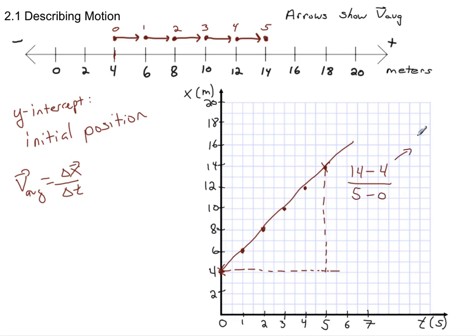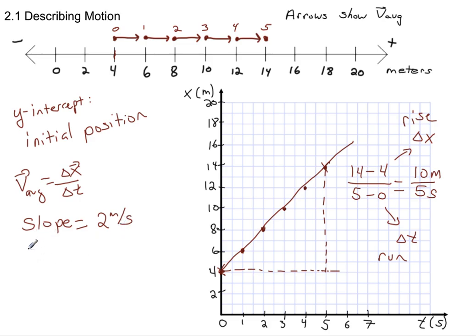So really this is a change in position. That's the rise. This is a change in time. That's the run. So the rise over run, the slope of this graph, it's the same as our definition of average velocity. So if I work this out, 14 minus 4 is 10 meters. 5 minus 0, that's 5 seconds. So the slope of a position versus time graph tells you average velocity. In this case, 10 over 5 is 2 meters per second.